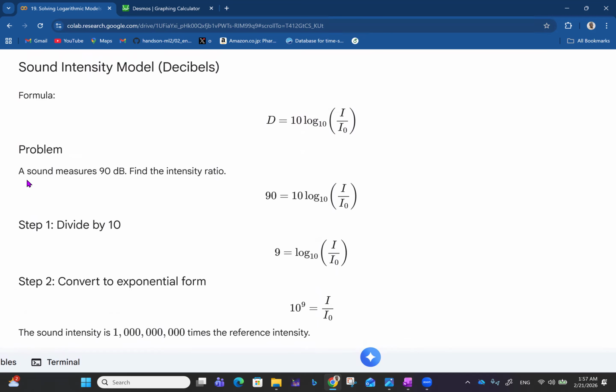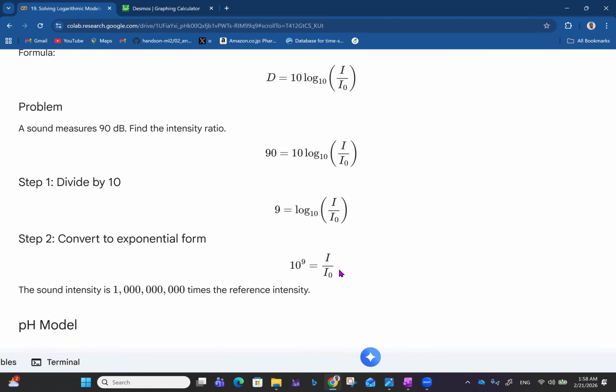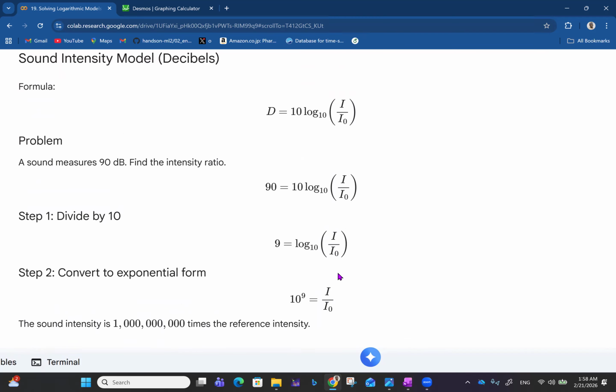So we have a sound that measures 90 decibels. Find the intensity ratio. So we have the decibel to be 90. We have 10 times log to base 10 of I over I naught. So we need I over I naught, that's the intensity ratio. What we can do here is divide both sides by 10. So we have 90 divided by 10, which is 9. The 10 cancels out because we've divided, so we have log to base 10 of I over I naught equals 9. Because we are interested in the intensity ratio, I over I naught, that would just be 10 raised to power 9. So 10 carries 9 on its head. We turn it to exponents.